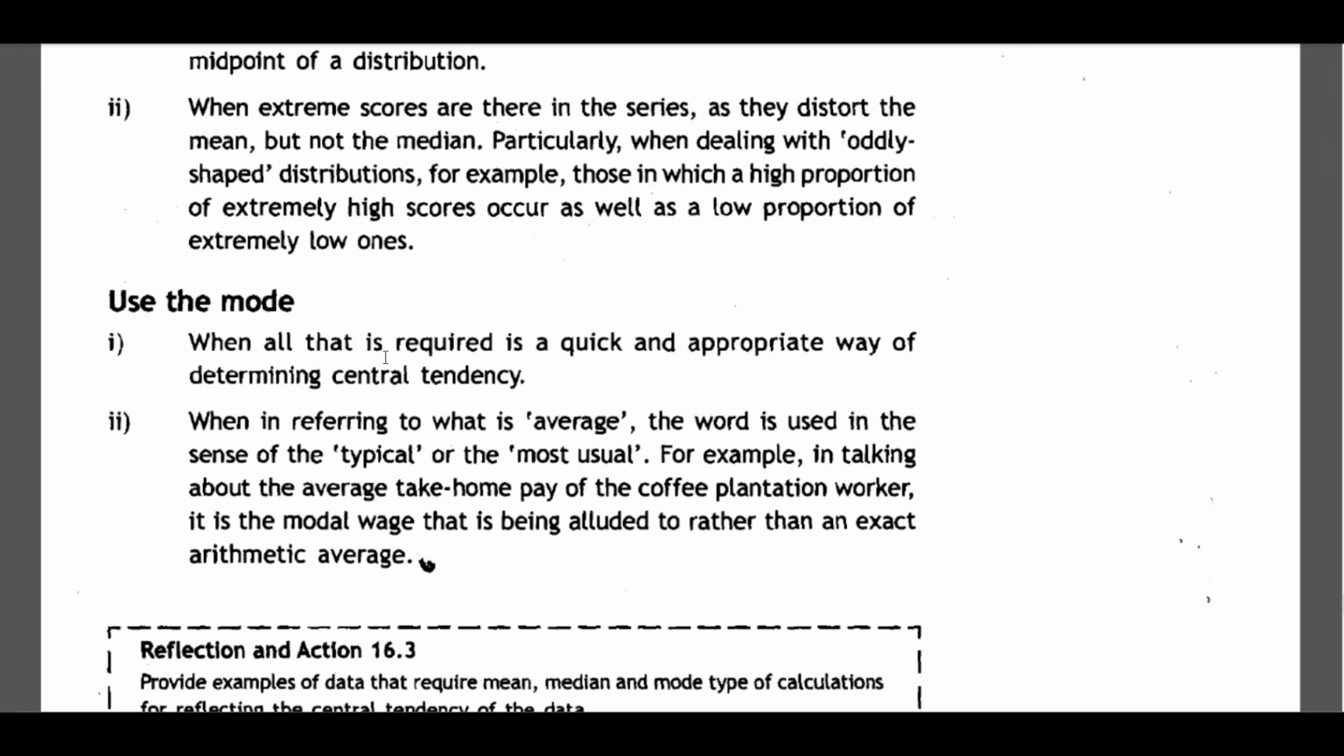Use the mode when all that is required is a quick and approximate way of determining the central tendency. When referring to what is average, the word is used in the sense of typical or the most usual. For example, in talking about the average take-home pay of the coffee plantation worker, it is the modal average that is being alluded to rather than the exact arithmetic average.